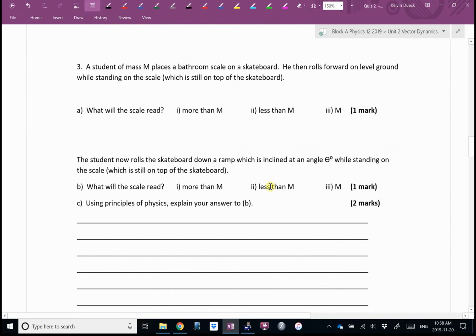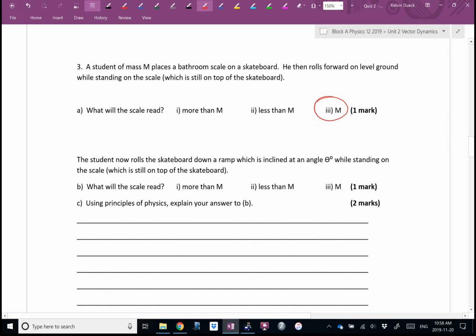A student of mass M places a bathroom scale on a skateboard. What does a bathroom scale measure? Not mass and not weight. What? Okay, so this question I'm really suspecting is a normal force question. He then rolls forward on level ground while standing on the scale. What will the scale read? More than big M, less than big M, or just M? I think if you're not on an angle, I think that, yes?